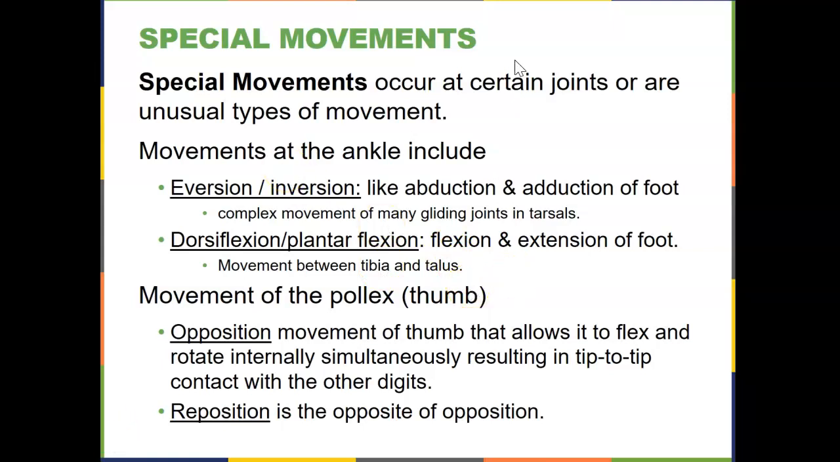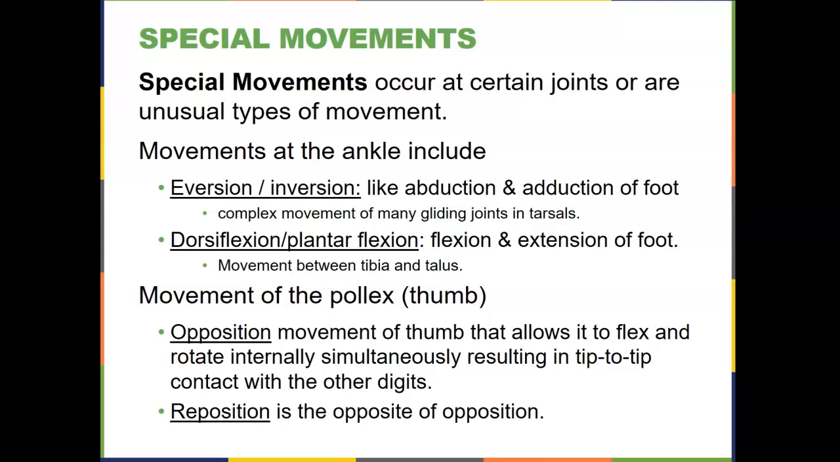Okay, now one of the types of special movements that we're able to do as humans is called opposition and reposition, and it has to do with the pollex or the thumb. Many animals do not have a thumb where they can touch the tip of each finger with their thumb. When you touch the tip of your first finger, that is called opposition, okay? And so that's where you have the movement of the thumb that allows it to flex and rotate so that you can touch the tip of each of the other 4 digits. Reposition is where you return the thumb to its original position.